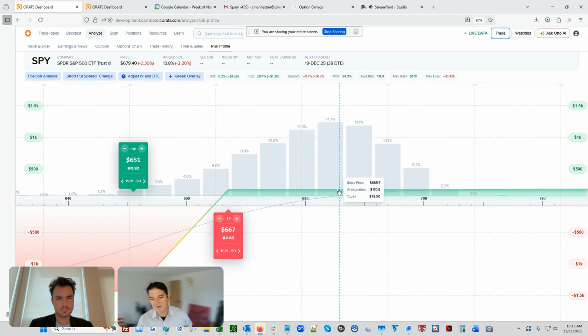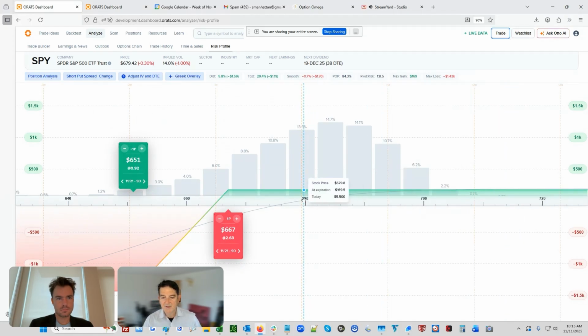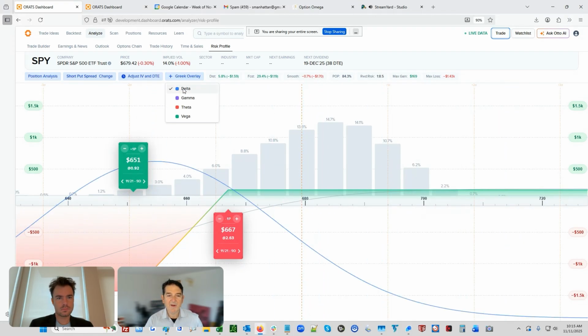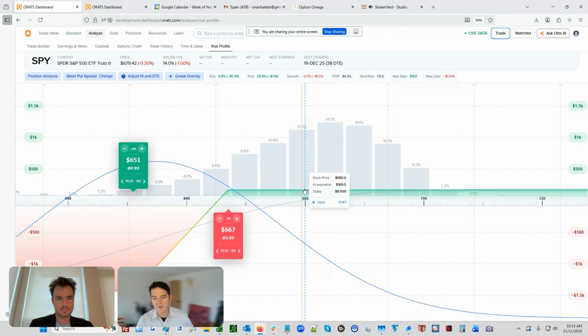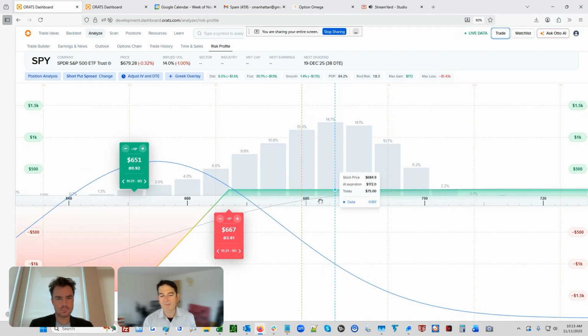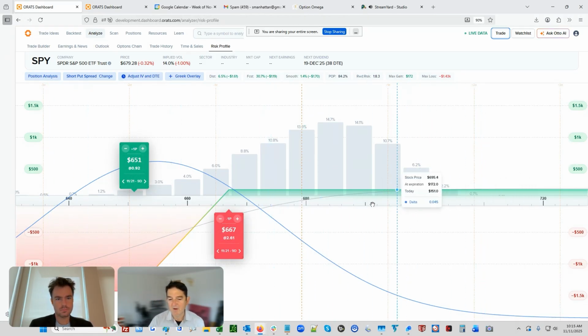We want the stock to finish up here, so we're slightly long. You could see I could add a Greek overlay. I could add delta, and then if I mouse over here, my delta is 0.14. My delta is 14, meaning we're long delta. So we want it to go up. Clearly, we don't want it to go down here where we could lose money.